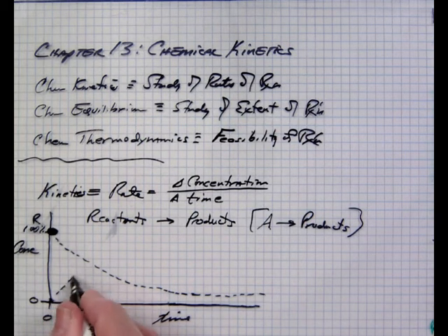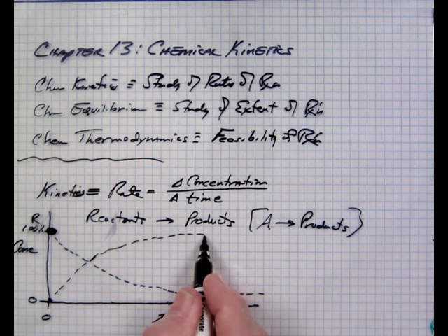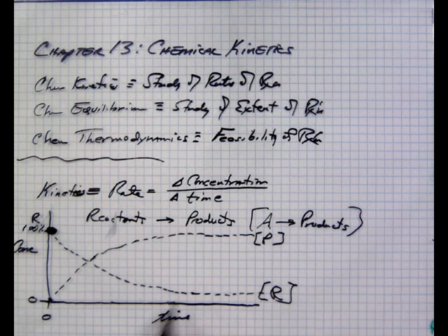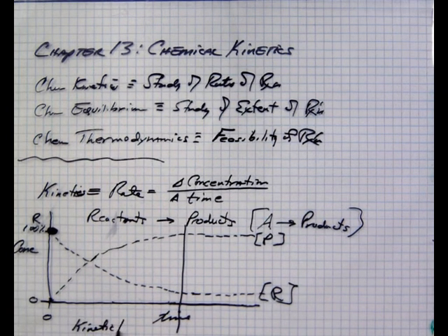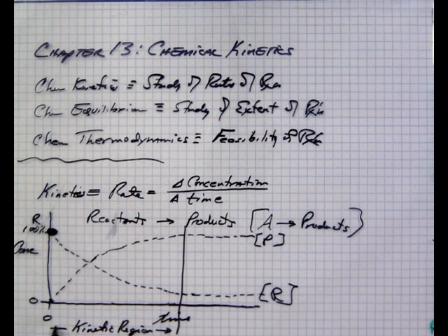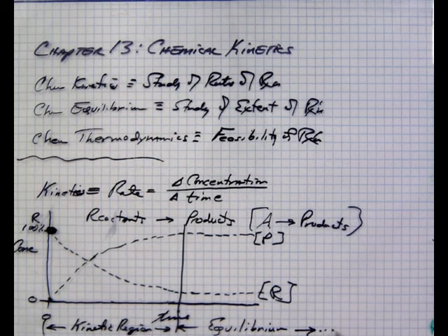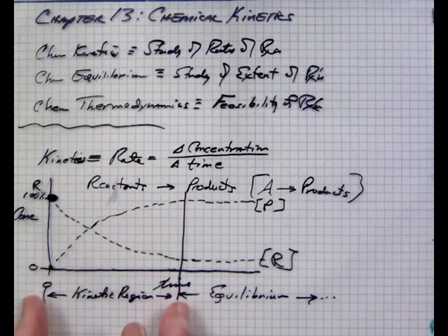The concentrations of products will follow the same procedure, but they will level off at a higher concentration, like that. At the point where these level off, or take zero slope, is the end of the kinetic region. And beyond this point is the equilibrium region. And so what we're studying right now is within this little bracket right here.